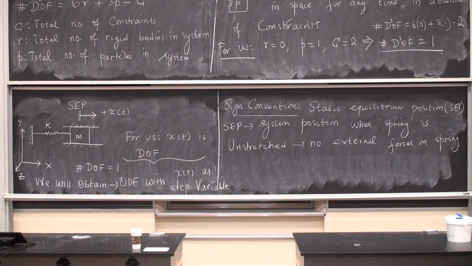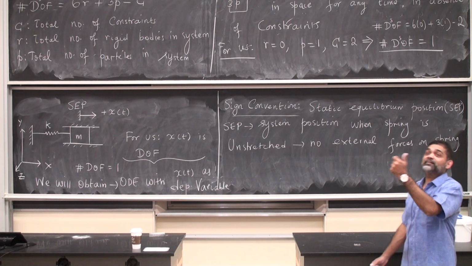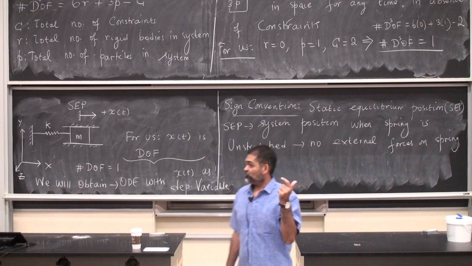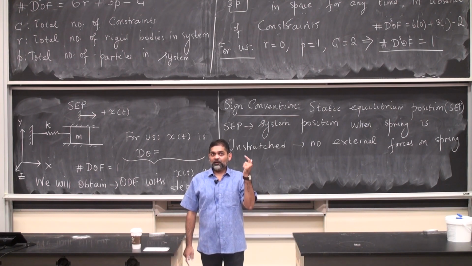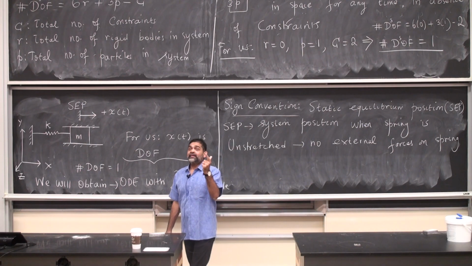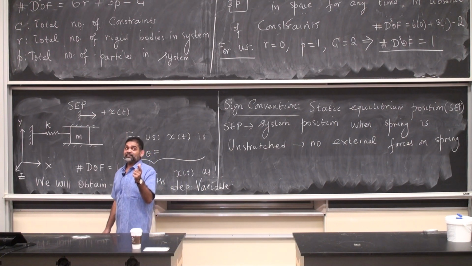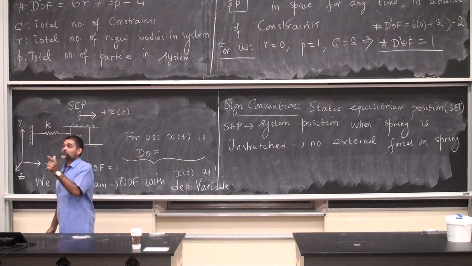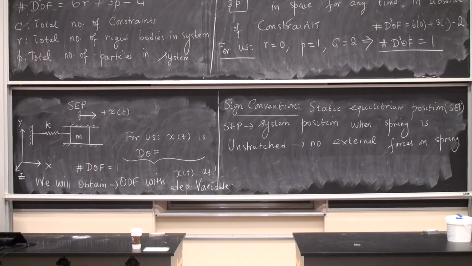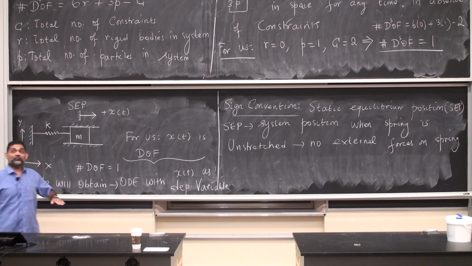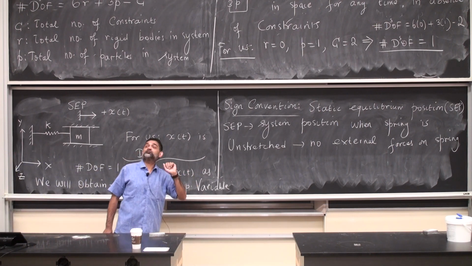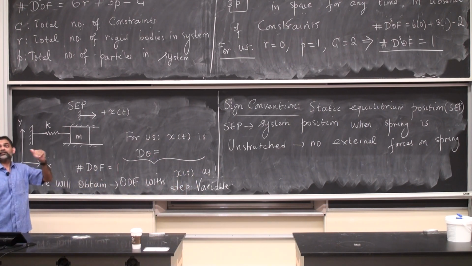It does not mean that the mass is traveling in that direction. No. All it means is if the mass is traveling in that direction, its displacement is taken to be positive. If the mass were traveling in the opposite direction, its displacement would be negative. That's all it means. It does not tell you that the mass is traveling this way. Okay, please keep that in mind.